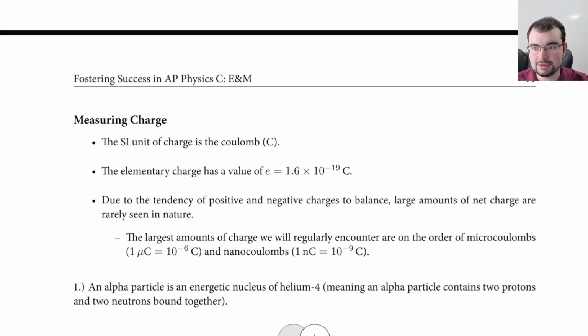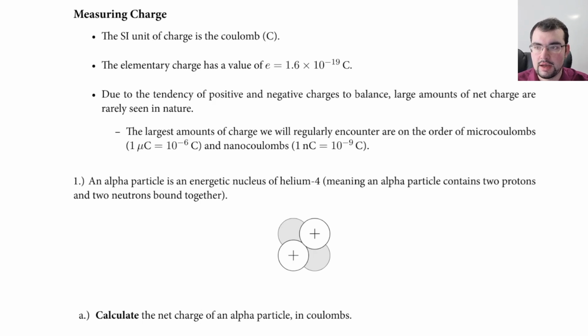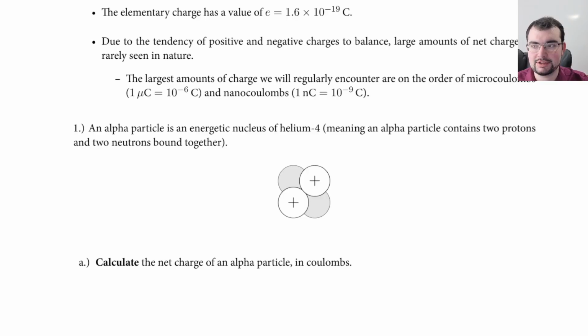So to actually measure charge, it's usually inconvenient to talk about in terms of the elementary charge because it's so small. We usually aren't talking about singular electrons or protons, so we define the coulomb, which is a capital C. And the elementary charge has a value of 1.6 times 10 to the negative 19th of these coulombs. So we'll never really see charge that reaches the coulomb scale for single particles. In practice, we're usually looking at microcoulombs, which is 10 to the minus 6, or nano, which is 10 to the minus 9.